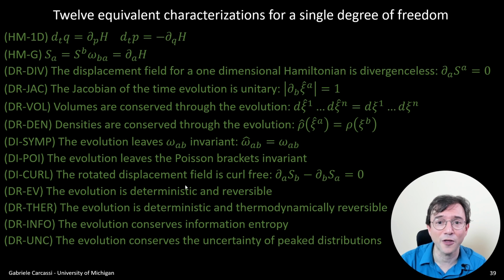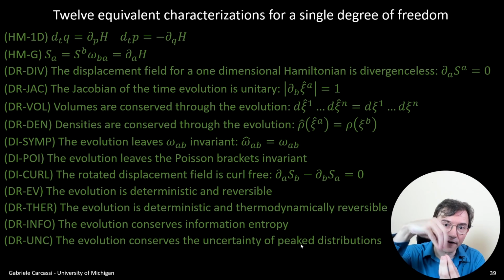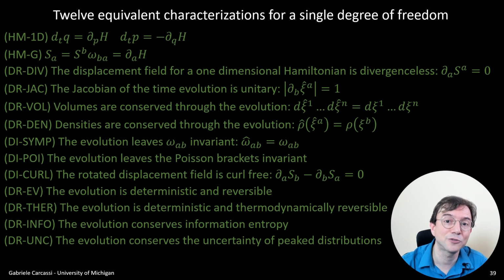Then physically, we saw that the evolution is deterministic and reversible, meaning states are mapped one-to-one because volumes count states. We can also say that the evolution is deterministic and thermodynamically reversible, meaning that the thermodynamic entropy does not increase, it remains the same during the evolution. We can also say the same about the information entropy, it remains the same during the evolution. And also we can say that the evolution conserves the uncertainty for peak distributions. If we have distributions that are very small and tight, when we look at them, the uncertainty, meaning the determinant of the covariance matrix, remains the same.